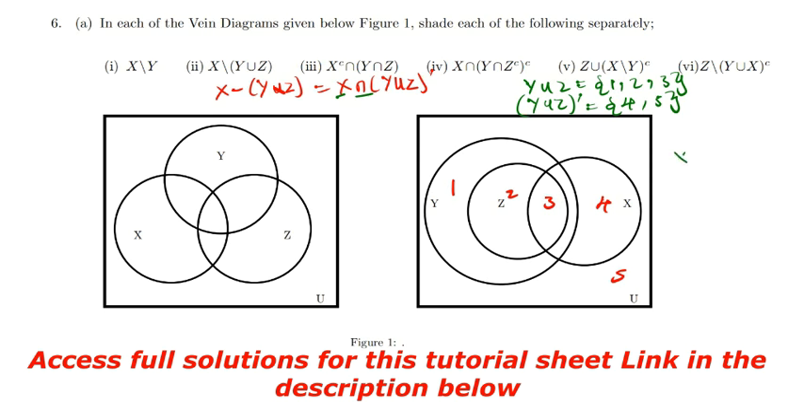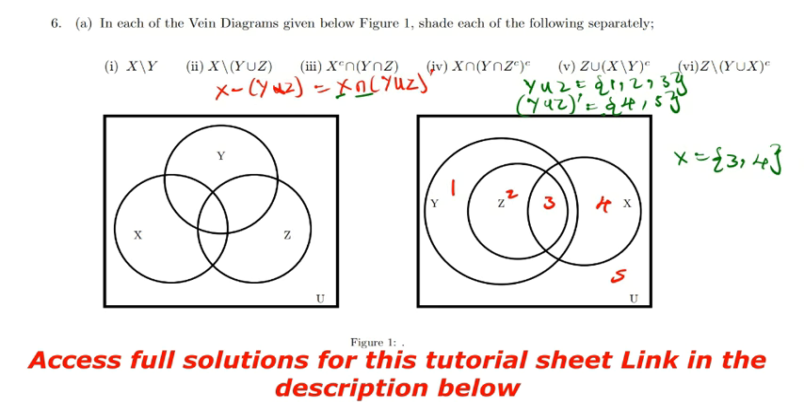So what is X? X is the set with elements 3 and 4. Let's list the elements of X: 3, 4, like that. Now, what is common in this set and also in this set? We can see that only 4 is common.